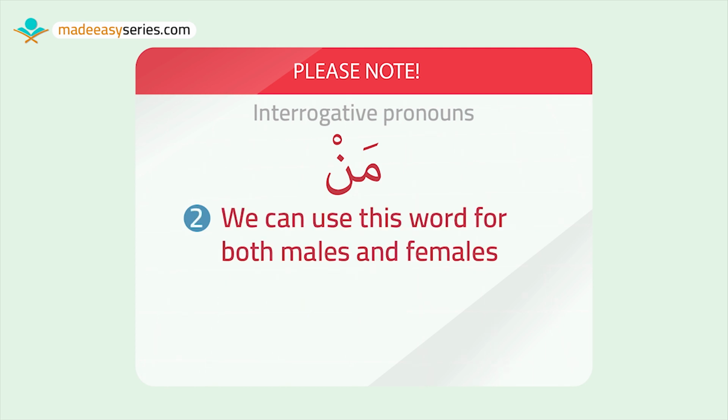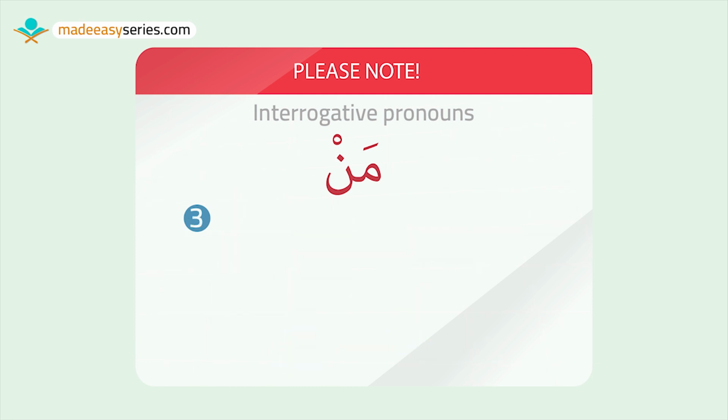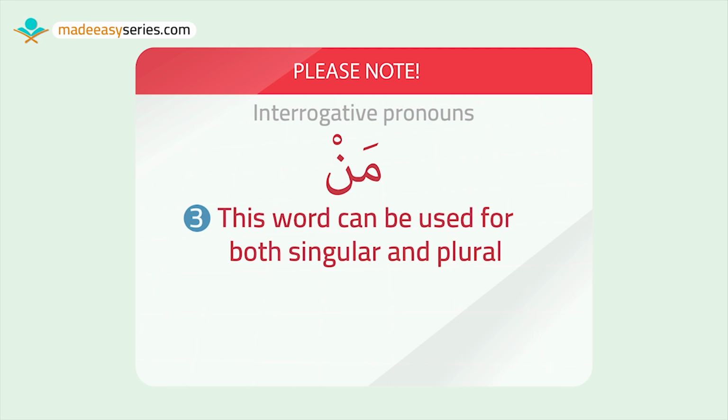Point number two, after the word man, you can be asking who about a female person or a male person, just like the way we learnt in this lesson. Man hadha, who is this, you're asking about a male person, or man hadhi, who is this, you're asking about a female person. Point number three is that man can be used for singular or plural. So you can ask about a particular person, or you can ask about a group of people. So both of them are fine. So please remember these three important points whenever we use man. Inshallah, in the next lesson, we're going to find out another interrogative pronoun which is used for non-human beings.